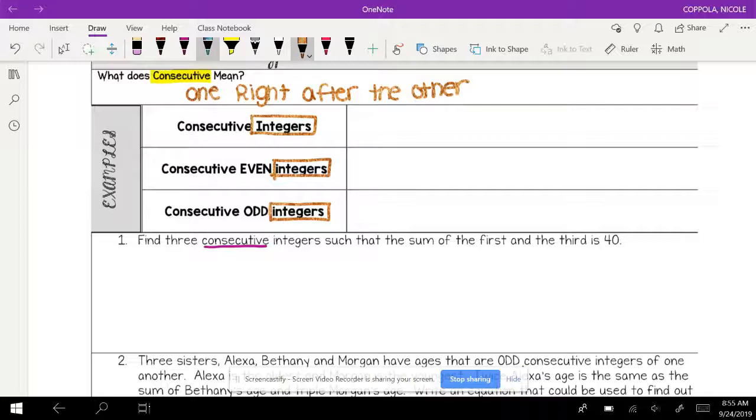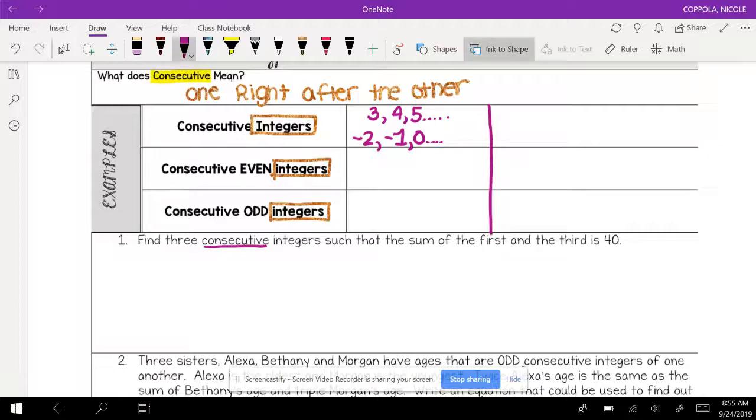So let's just make a list of consecutive regular integers. So if I'm starting at 3, what's the next consecutive integer that would come after 3? 4, right? And then 5, and it could go so on and so forth. So one right after the other. We can do this with negatives too. So if I do -2, the next consecutive integer would be -1, then 0, and so on and so forth.